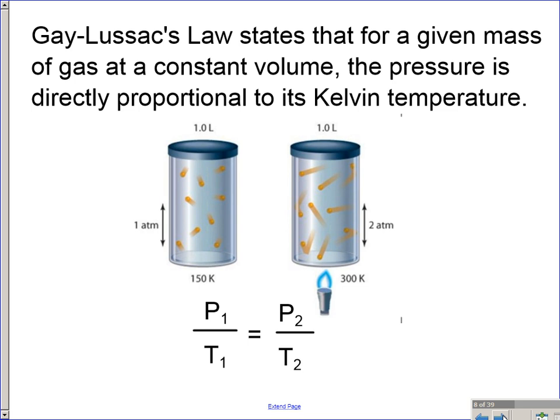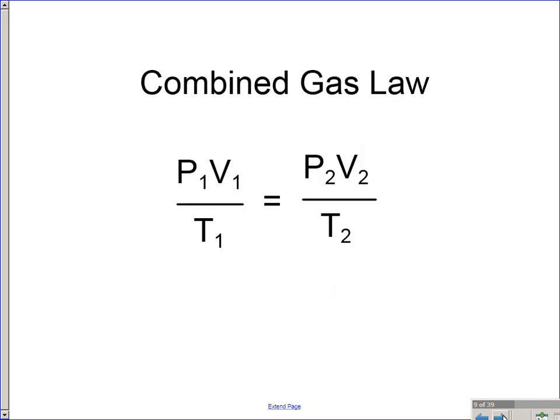So these three are not on your reference sheet, but remember, these are all included in our combined gas law. So our combined gas law has your initial pressure times volume divided by temperature in Kelvin equal to your final pressure times volume divided by temperature in Kelvin. Remember that all three of those gas laws can be found in this combined gas law, but this is not on your reference sheet, so you do need to remember the combined gas law.